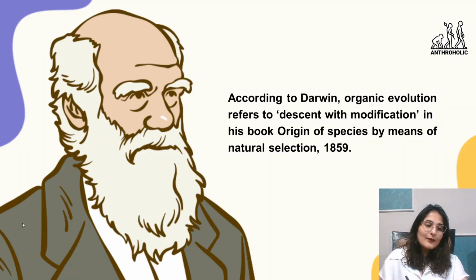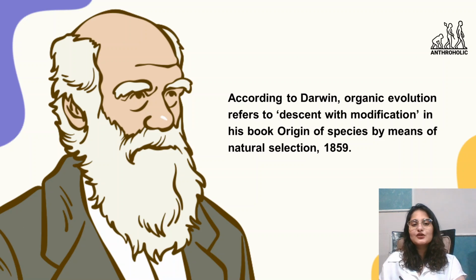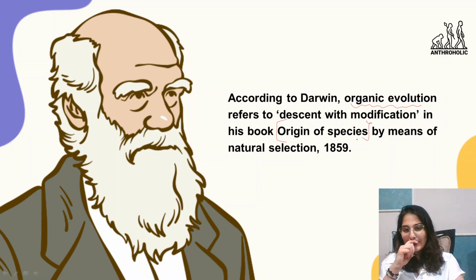Now, when we come to this particular theory, we can say that according to Darwin, organic evolution refers to descent with modification, and this was mentioned in his book Origin of Species by Means of Natural Selection, for which the detailed video on the basis of this particular evolutionary theory has been discussed and is uploaded on YouTube itself. You can go and visit that video as well on the page.